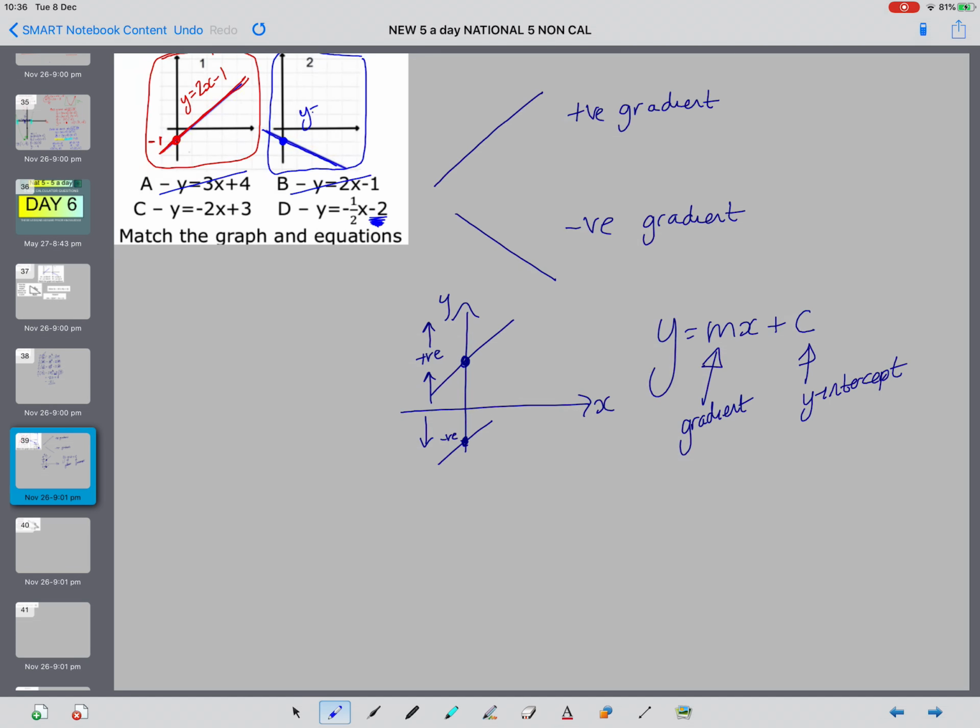So y equals negative a half x take away 2, even though I think that looks like, I guess we don't know the scale. We're assuming that each box represents 1, but each box in this graph could represent 2. Okay, so it must be that one there. Okay, next one.